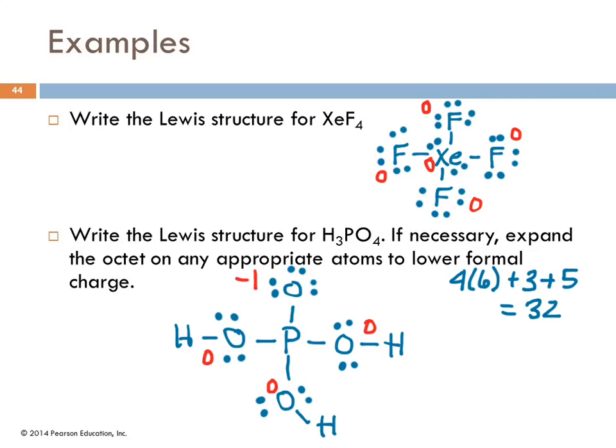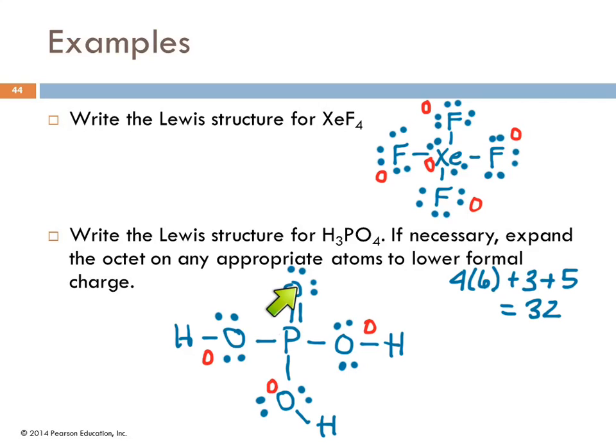And what about the phosphorus? +1. So that's where we say, well, what if we expand an octet, could we get those down? What are we trying to do here? We're trying to take some electrons away from oxygen with its negative and give it to phosphorus. So let's get rid of these because those are going to change. The rest of it's going to stay the same. Let's take a lone pair from oxygen and make a double bond with the phosphorus.